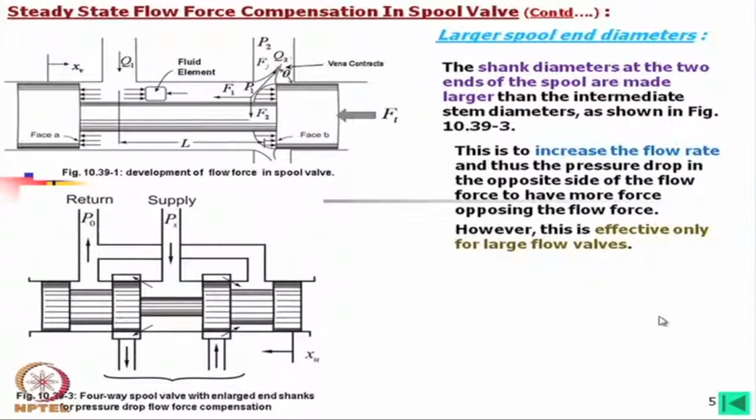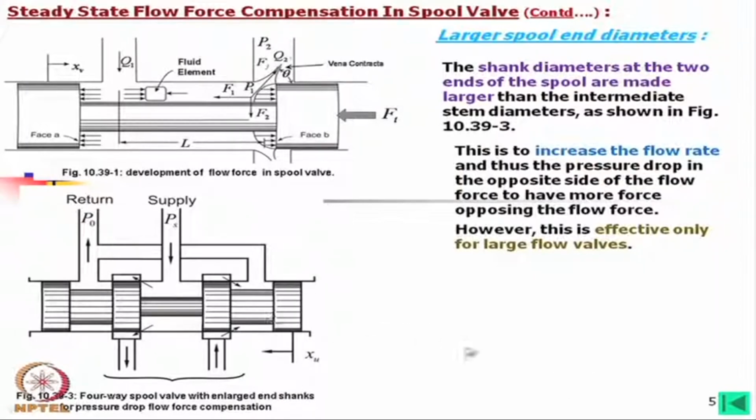However, this is effective only for large flow valves. That means, if we use such a valve, say for example, as I told, the 25 millimeter diameter, that may be around 25 liters per minute flow rate, very high flow rate. For that valve, 25 millimeter is a large dimension if we think of this valve spool design, and therefore, it is possible to compensate to some extent this force.